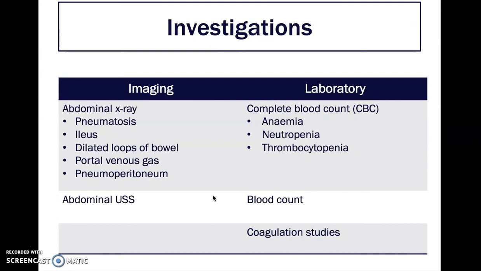Pneumatosis is a diagnostic finding if NEC is suspected, and it describes the air within the bowel walls. Pneumoperitoneum implies bowel perforation as well, so you want to look out for that. That indicates a severe, advanced NEC. On the CBC, you also want to look for low blood counts.